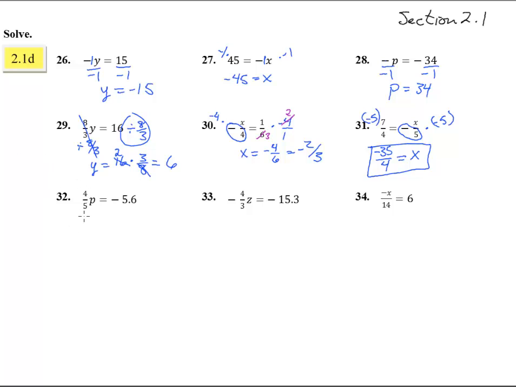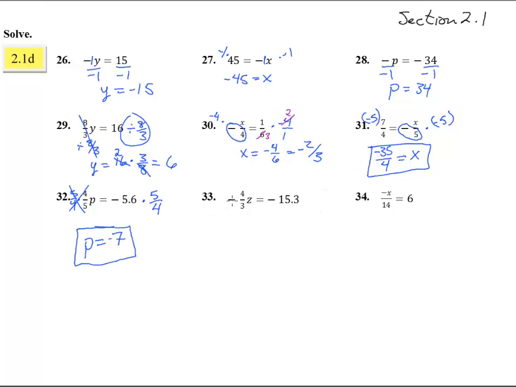Here we're going to divide by 4/5. Now again, dividing by a fraction, that's the same as timesing by 5/4. So these are going to go away. So we times by 5/4 equals -5.6 times 5 divided by 4, and we end up with -7.